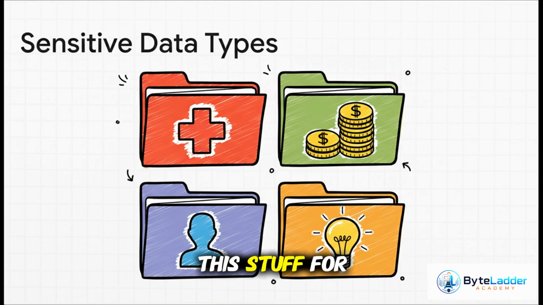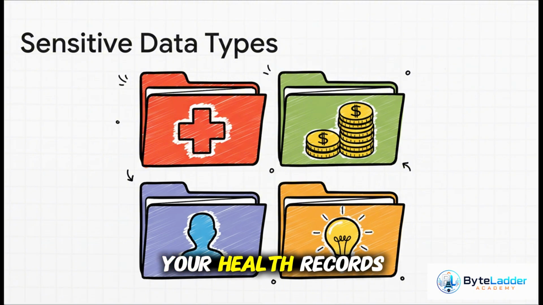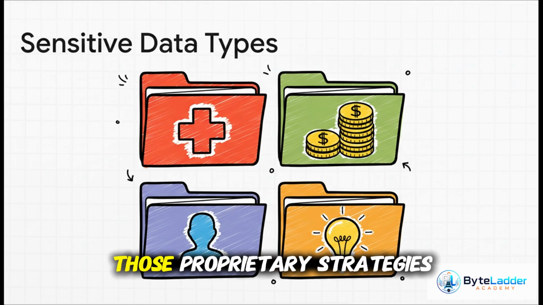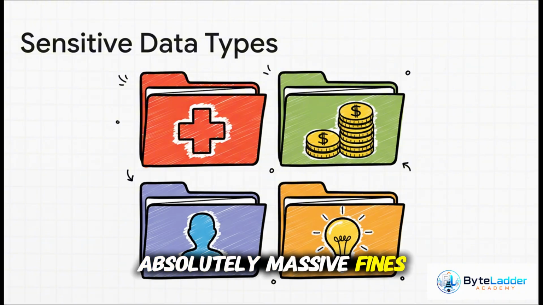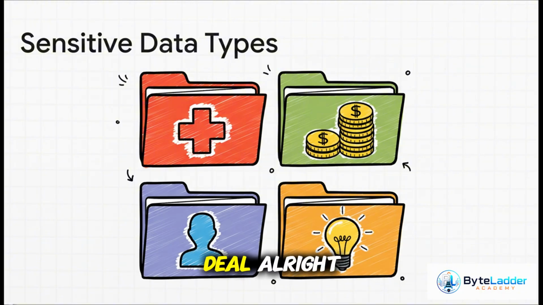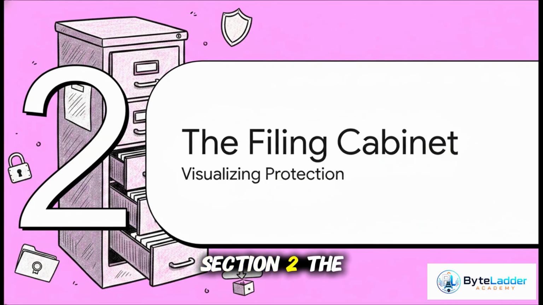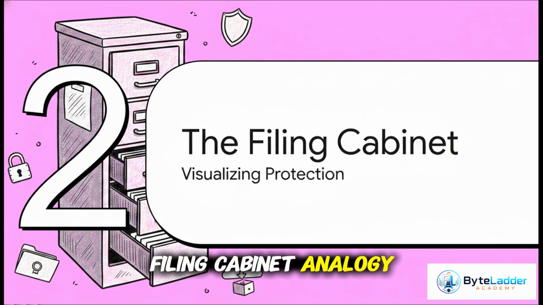And we protect this stuff for 3 massive reasons. First, to protect personal privacy, just like you wouldn't want strangers casually reading your health records. Second, to maintain a competitive business advantage. You've got to keep those proprietary strategies and client lists a secret. And third, regulatory compliance. Failing to protect this data can result in absolutely massive fines and penalties. It's a huge deal. All right, moving on to Section 2, the filing cabinet analogy.